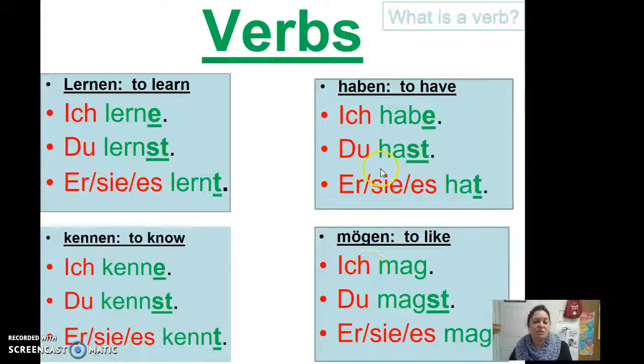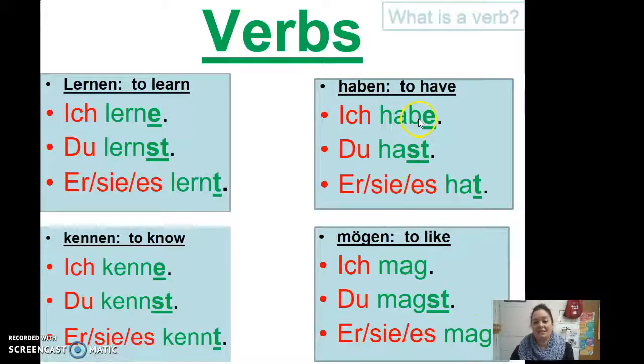Now, look at these 2 over here. Listen and repeat first. Ich habe. Du hast. Sie, es hat. Now look at mögen. Ich mag. Du magst. Sie, es mag.